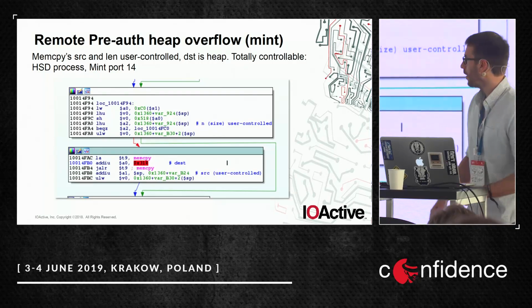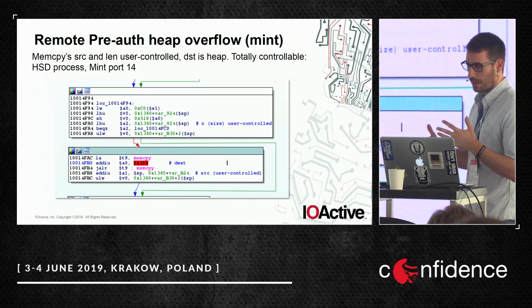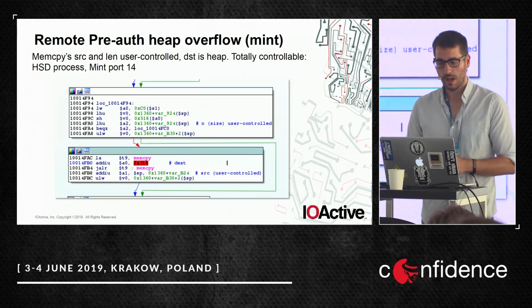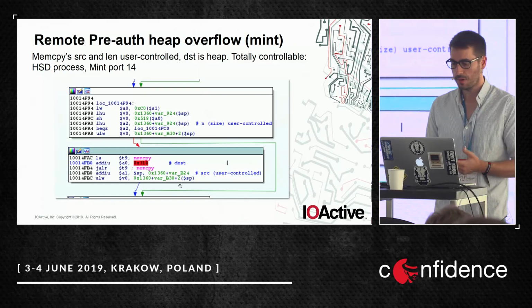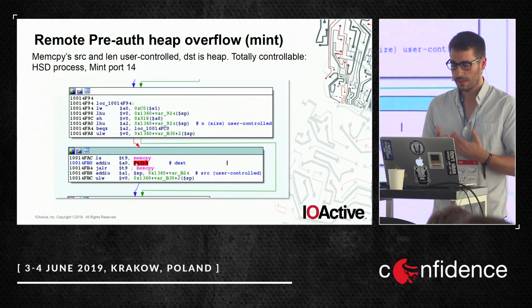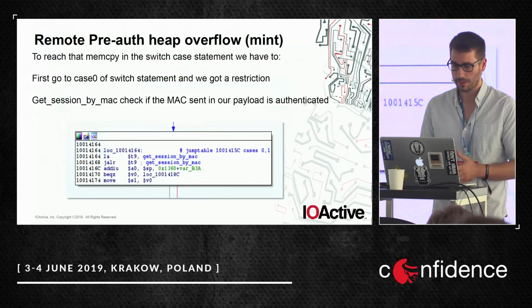OK, so after some time of reverse engineering, we found several memory corruptions, a pre-auth heap overflow in this case, where, again, there is another memcpy where the source and the size are user-controlled. And in this case, as you can see here, the destination buffer is a heap buffer. So it's a pretty straightforward heap overflow.